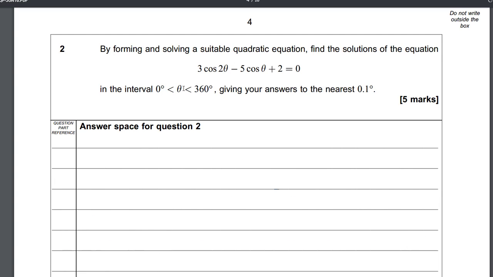In question 2, it says by forming and solving a suitable quadratic equation, we need to find the solutions to 3 cos 2 theta minus 5 cos theta plus 2 equals 0 in the interval 0 to 360 degrees, giving your answer to the nearest 0.1 degrees. Before we start this question, first notice the region is not inclusive of 0 and 360.